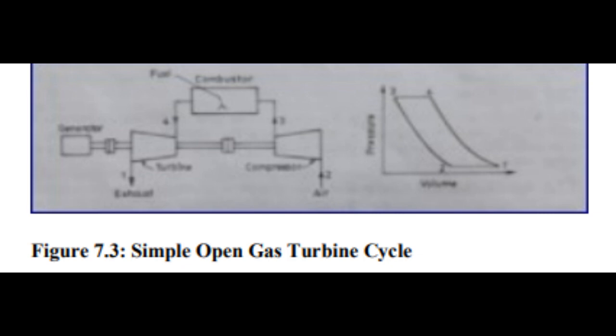7.4 Open cycle gas turbine power plant and its characteristics. The schematic arrangement of a simple open cycle gas turbine power plant and its representation on PV is shown in Figure 7.3. Figure 7.3, Simple open gas turbine cycle. Look at the screen. In the process shown, the cycles are 2 to 3, isentropic compression; 3 to 4, heat addition at constant pressure; 4 to 1, isentropic expansion; 1 to 2, heat rejection at constant pressure.